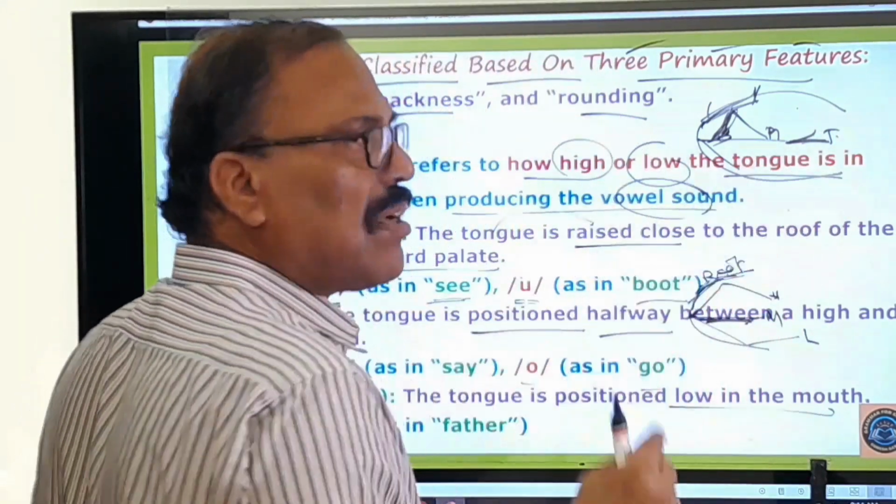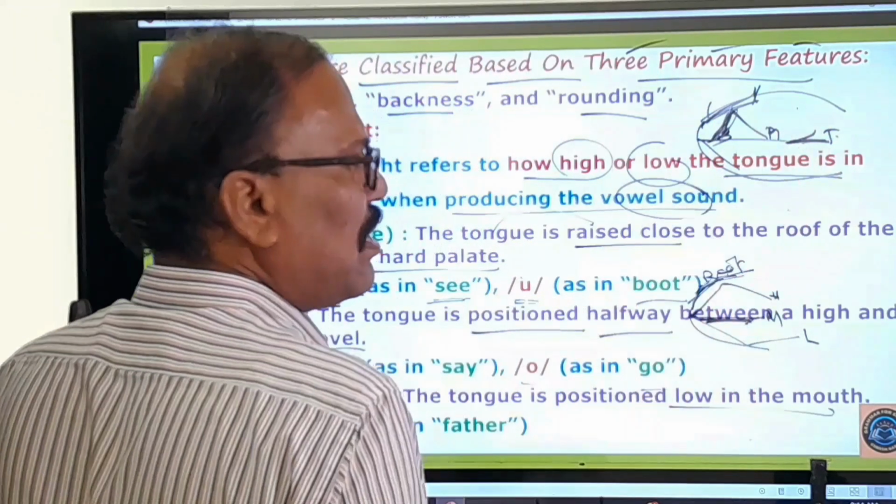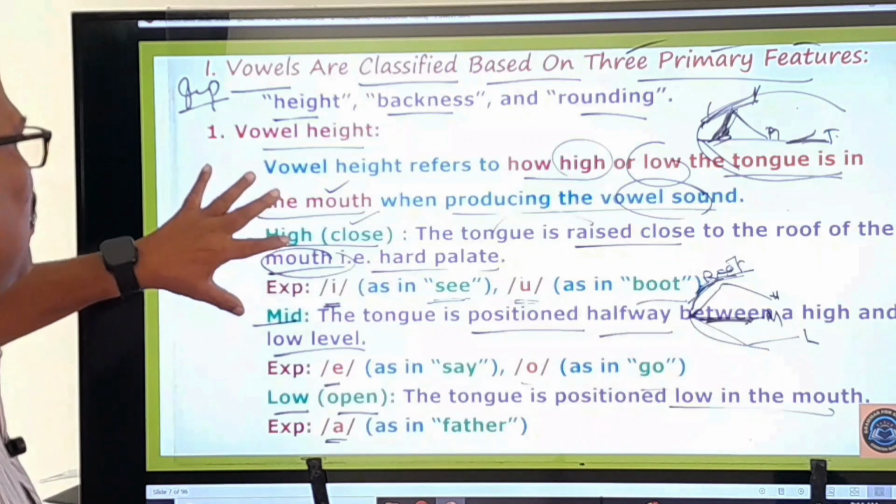So this tongue has got 3 points. Tip, mid, back. These are the 3 positions, right? So here, in this way, these vowel sounds are produced in that way.